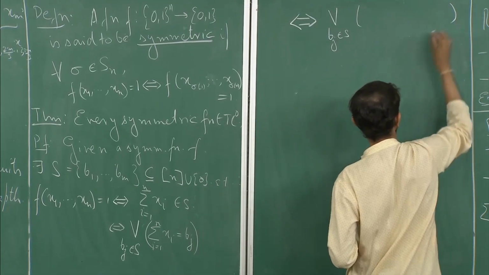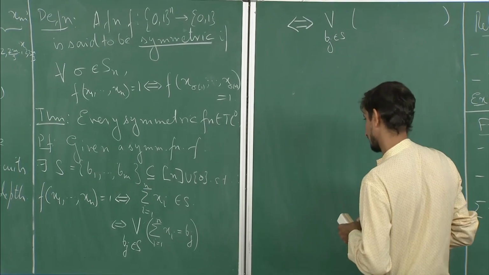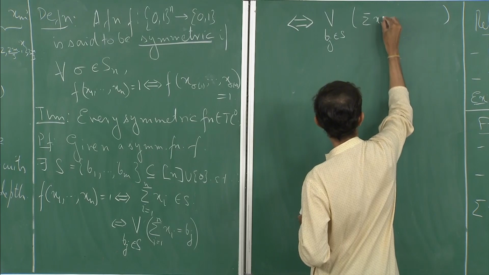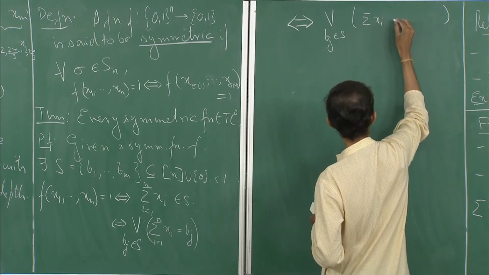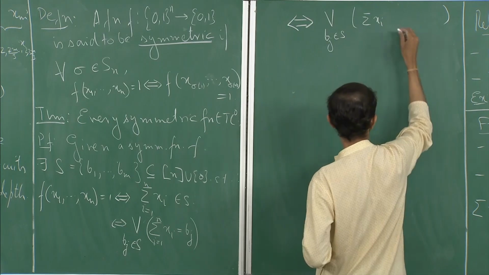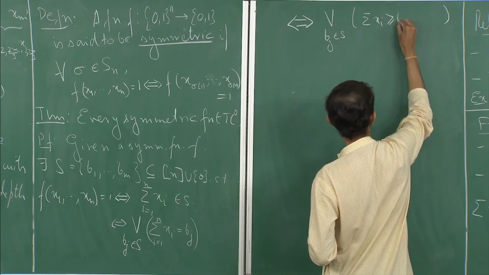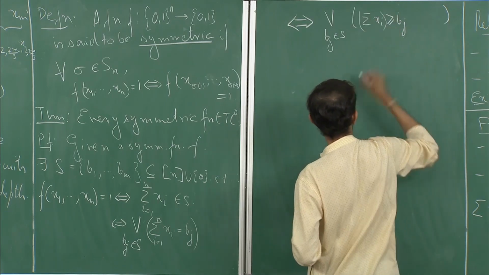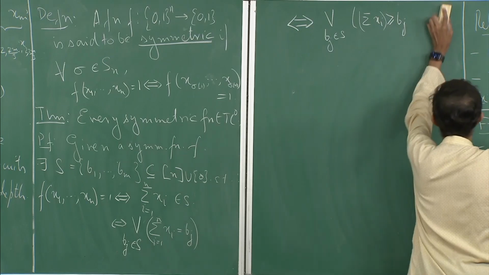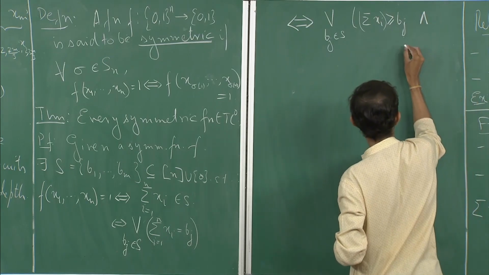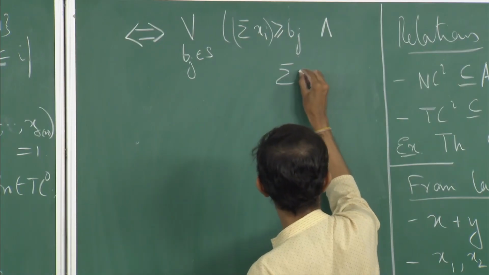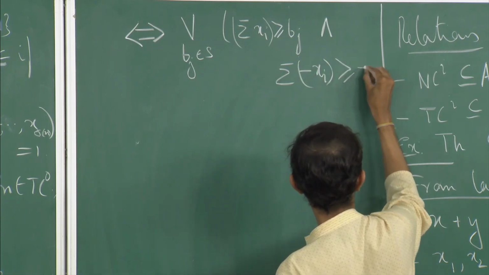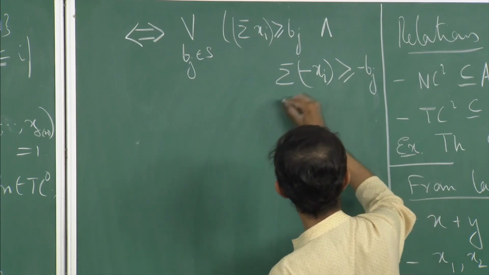And now how can you write this as a threshold function? If my threshold function was greater than or equal to, then I can write this as sigma xi greater than or equal to bj, and sigma of minus xi greater than or equal to minus bj.